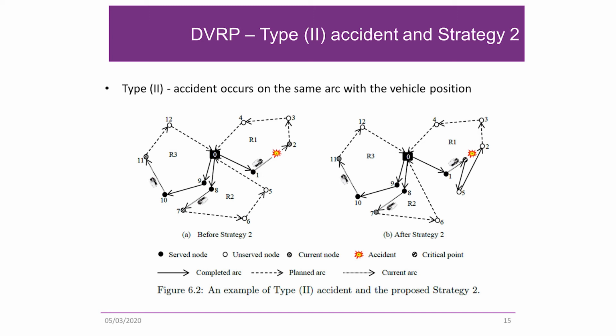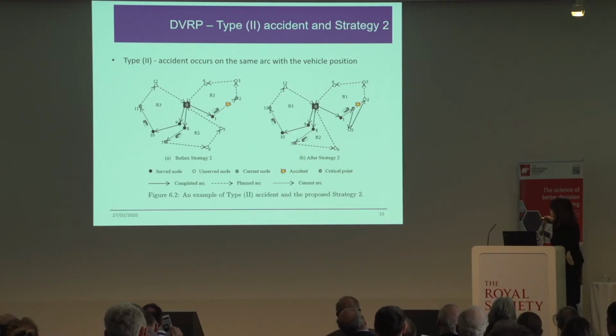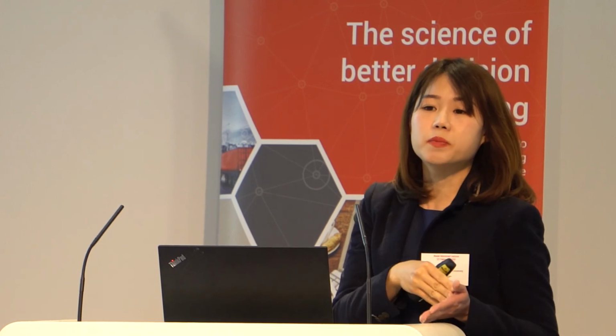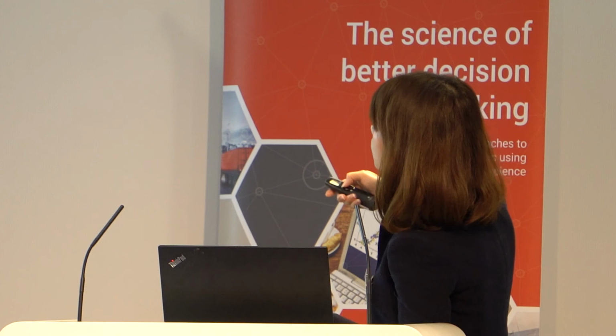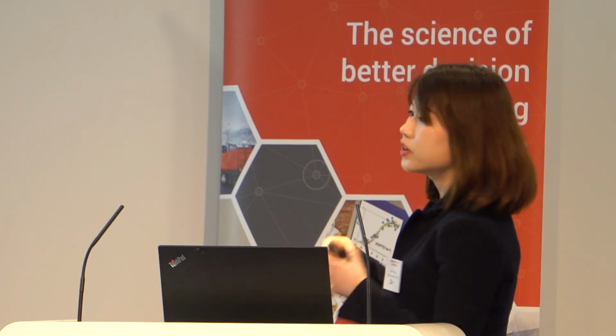So here, if there is a critical point, meaning that if there is a turning point, then there is an opportunity for the vehicles to make diversion. In the past literature, those who consider the diversion points consider the vehicle can divert immediately from its current position. But in our research, we use the concept of critical point.